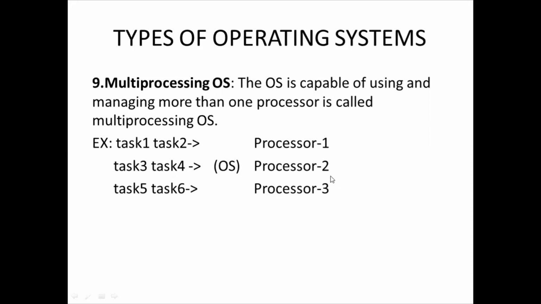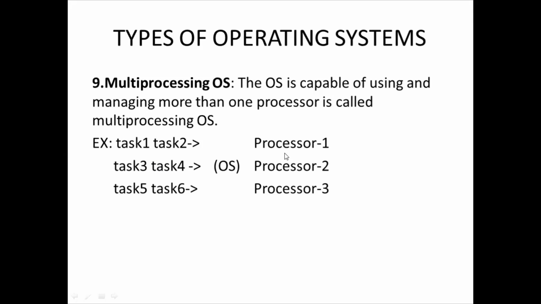As soon as task 3 is completed in processor 3, task 4 will be assigned to processor 3. Then after the task in processor 1 is completed, task 5 will be assigned to processor 1. So whenever the tasks are completed within the specified time, the processor becomes free, so that the next task will be assigned to the particular processor which is free.